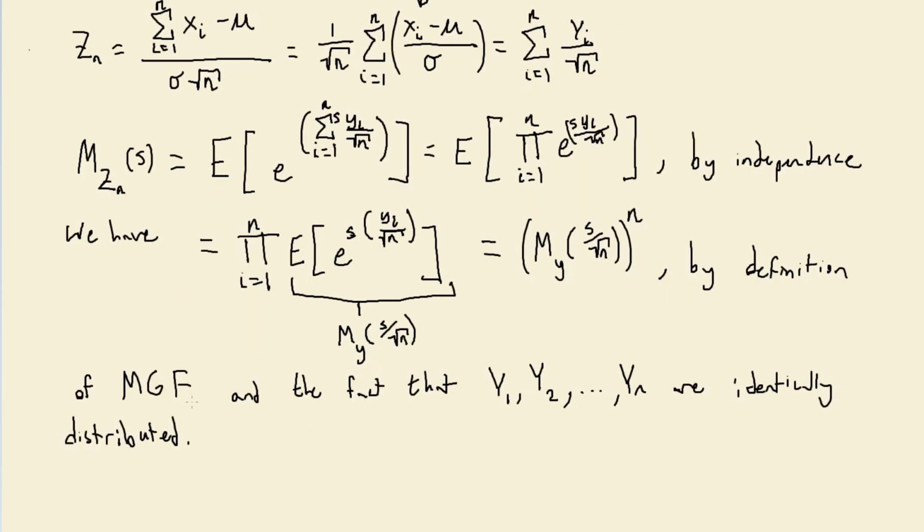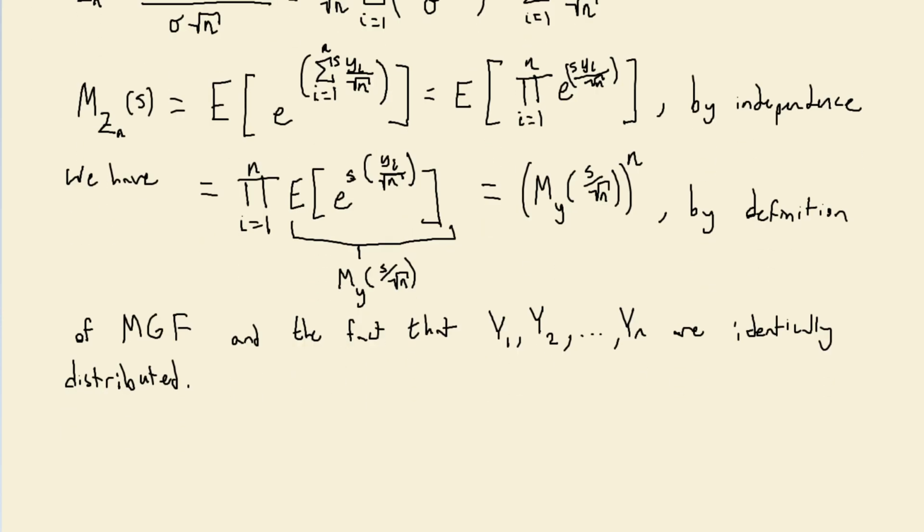So I went ahead and filled in that reasoning here. We make this leap by the definition of the moment generating function and the fact that they're identically distributed. And so now we've shortened our workload a lot, because now we just really need to find the moment generating function for y.